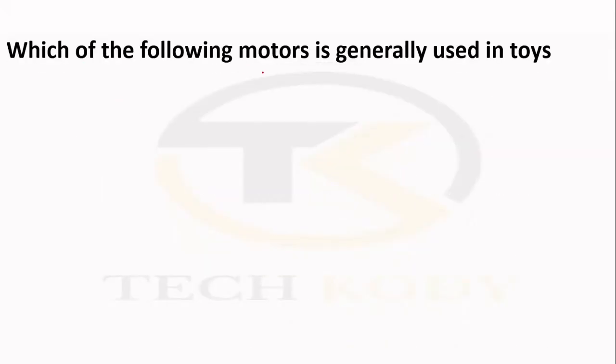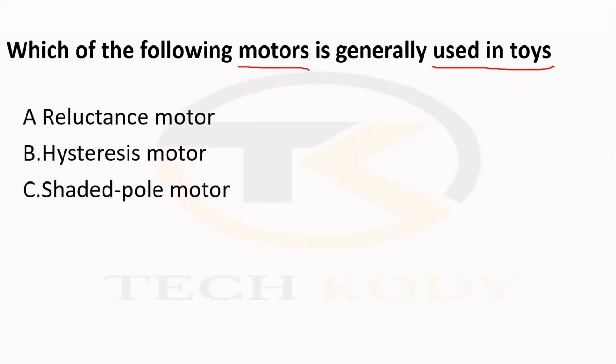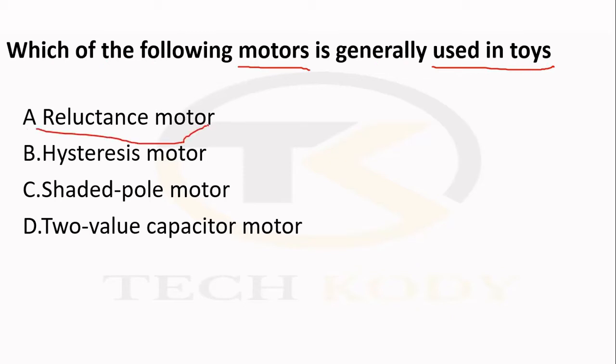Which of the following motors is generally used in toys? Here they asked what type of motor is generally used in toys. Which of the following motors can we use? Reluctance motor, hysteresis motor, shaded pole motor, and two-value capacitor motor. Generally, the motor used in toys is the reluctance motor.